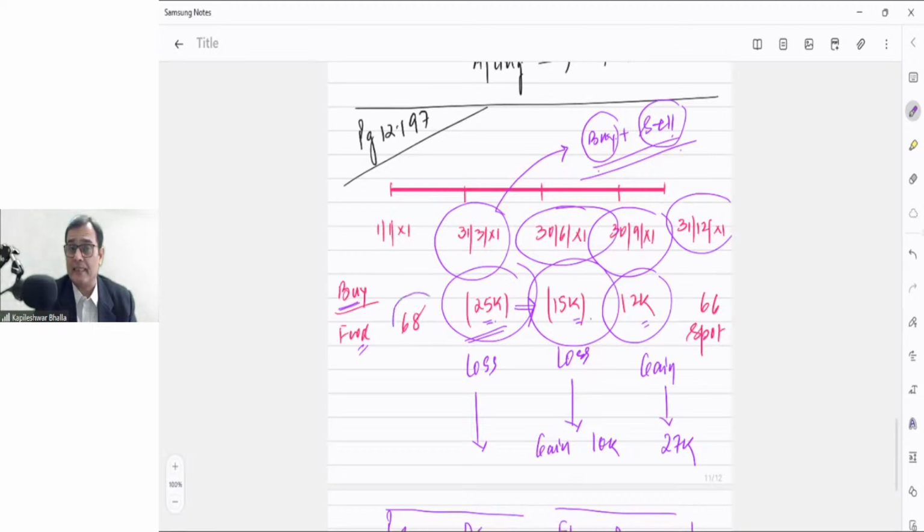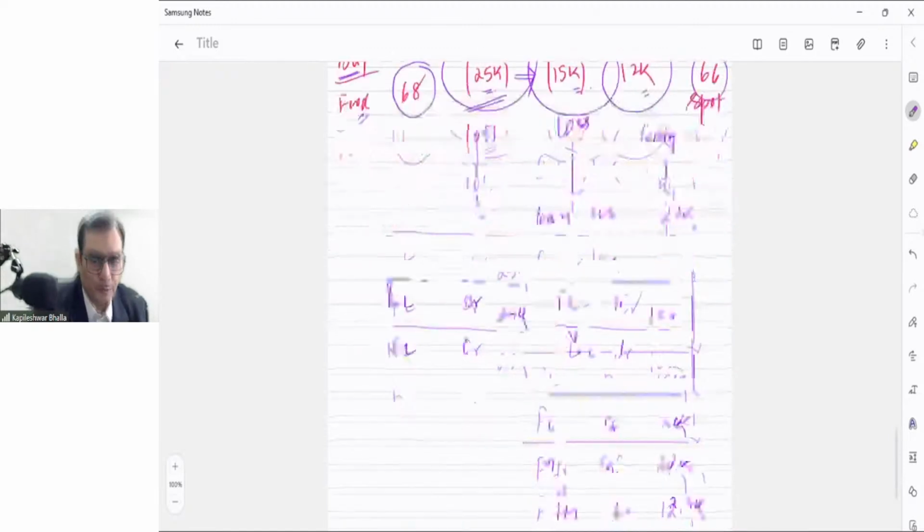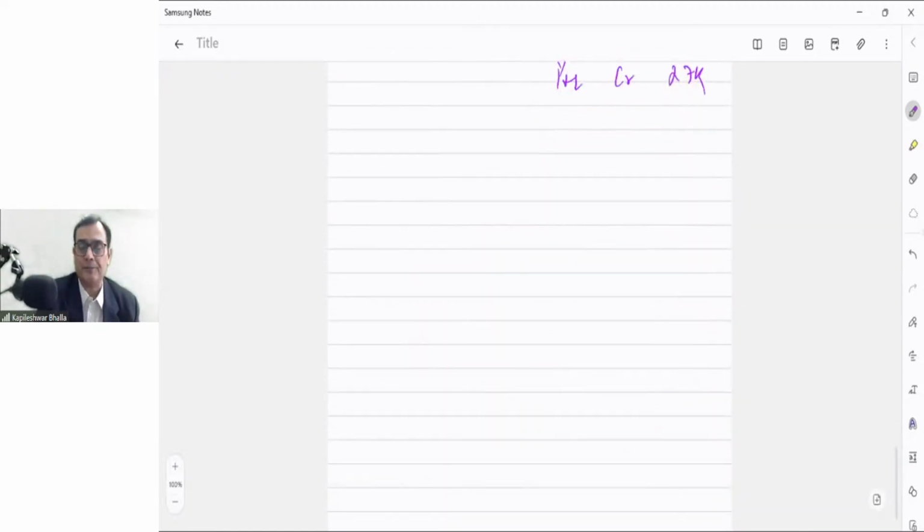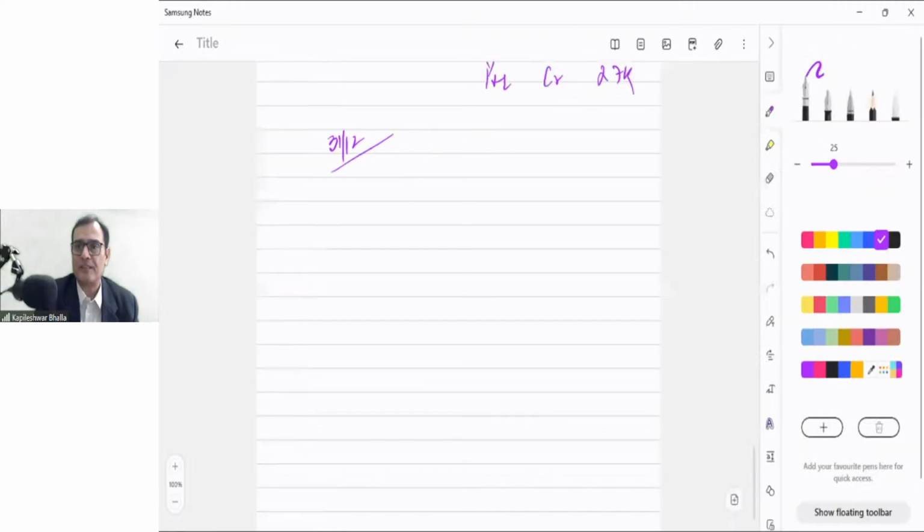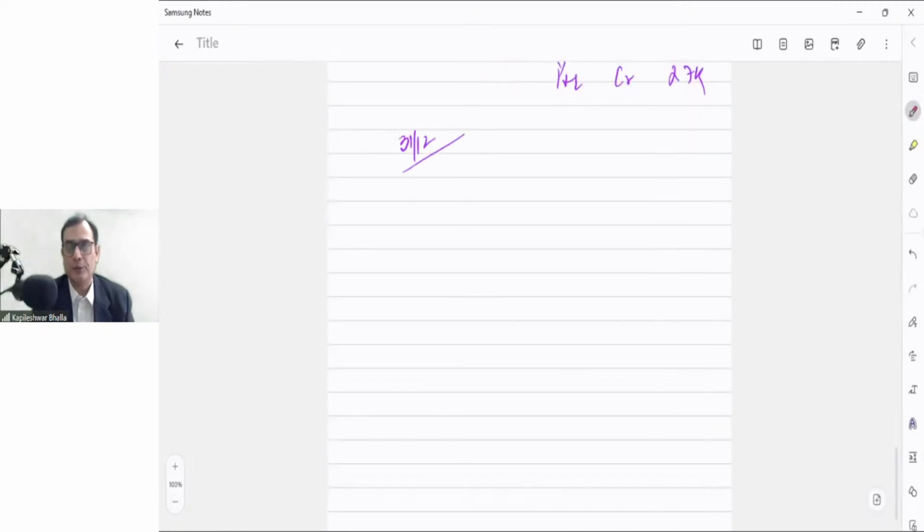Can I say 68 is the rate at which you buy and 66 is the rate at which you're going to sell? So what we're going to do now is pass a net entry. On December X1, the date of settlement of the contract, since we're going to cash settle, assuming a cash settlement in this case, I will give a debit, and I will give a credit of bank.